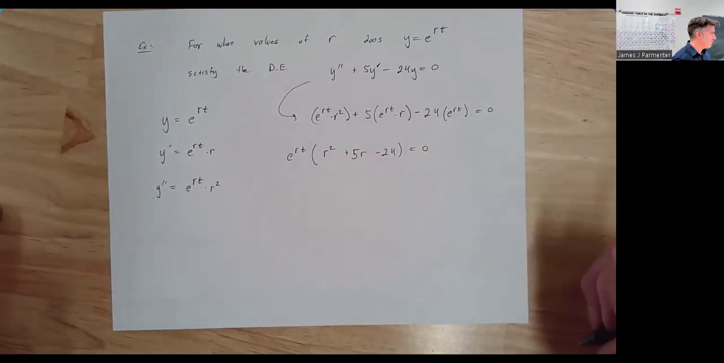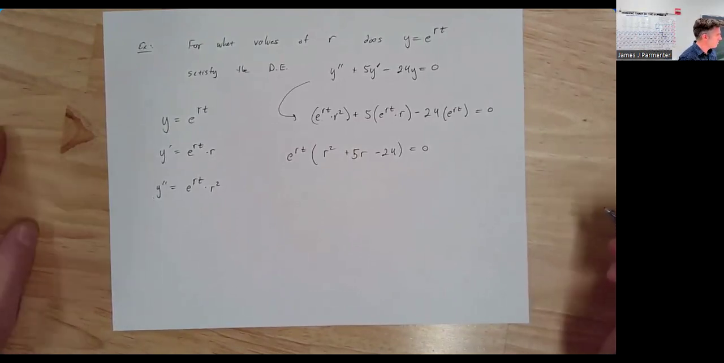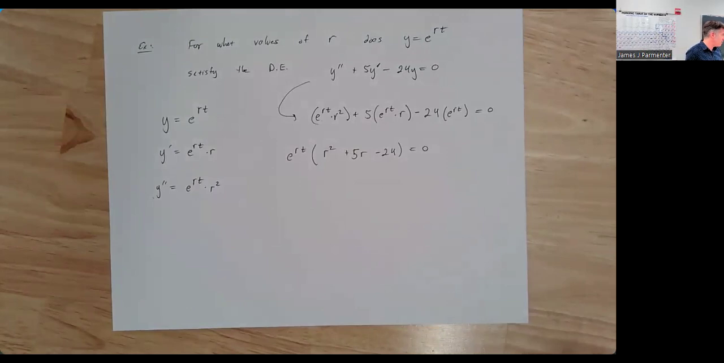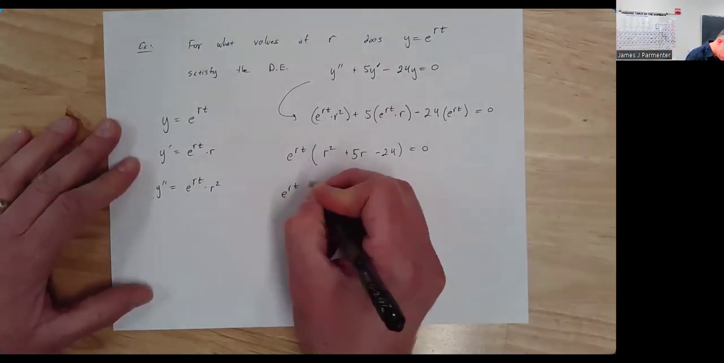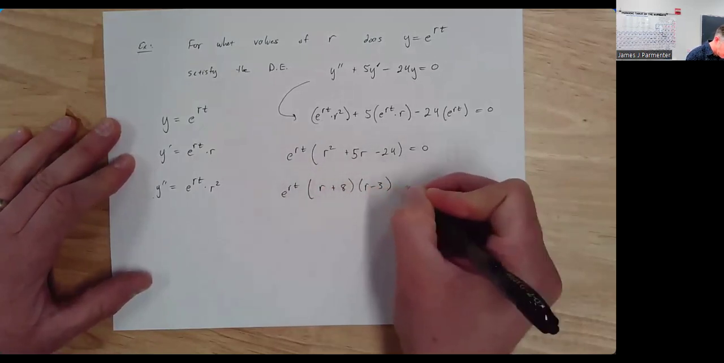And gosh, wouldn't it be great if that factored further? Sure would. Does it factor further? Are there numbers that multiply to negative 24 and add to 5? There sure are. The factorization is r plus 8 times r minus 3.